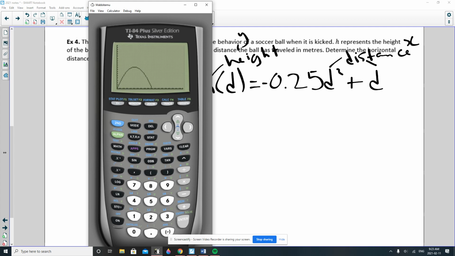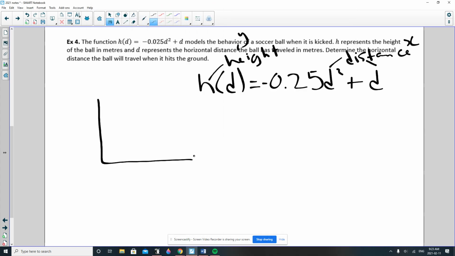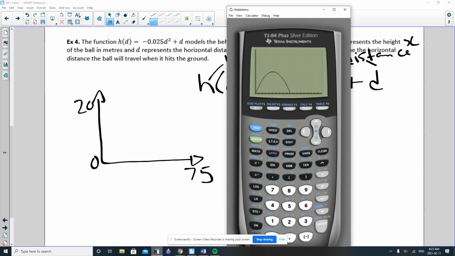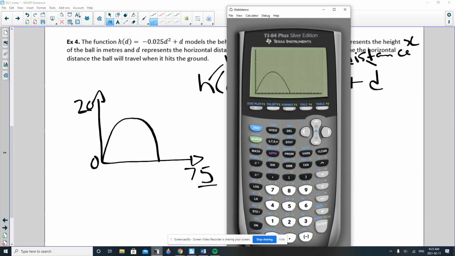So there's my graph. And I'm going to give myself a little sketch here to see what's happening. We went from 0 to 20 on the y, and from 0 to 75 on the x. I'm just going to try and copy that. So it looks something like this. Now, maybe you pick different numbers for your x and your y. That's fine, as long as you can see the function here. Or maybe you just zoomed out. Doesn't matter. The thing we need to do is answer what's happening in this question.